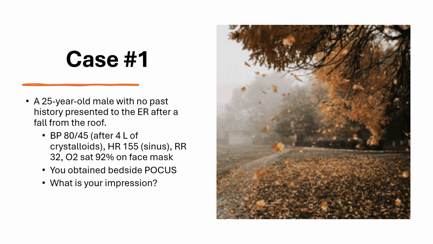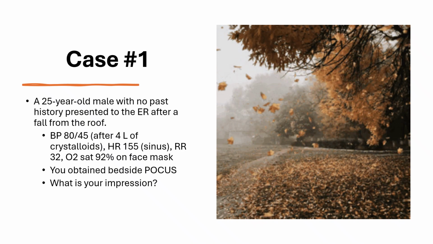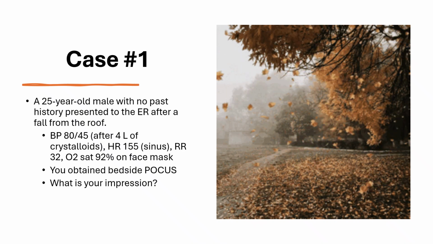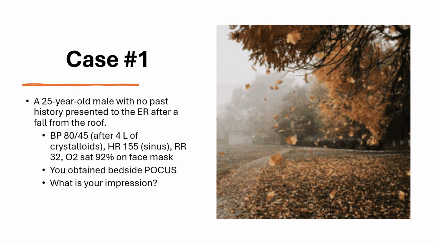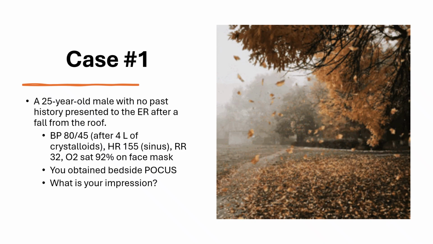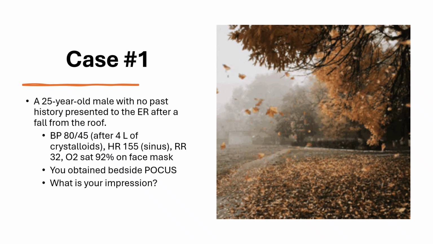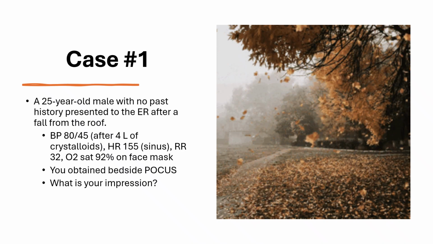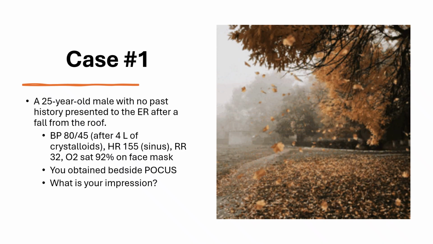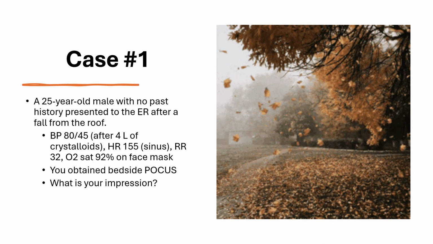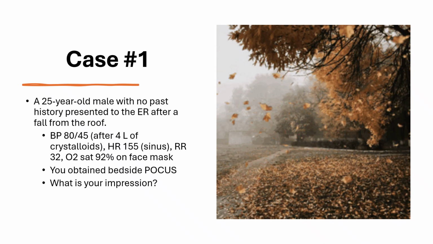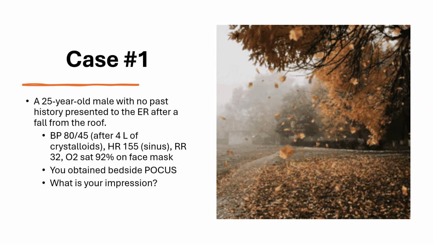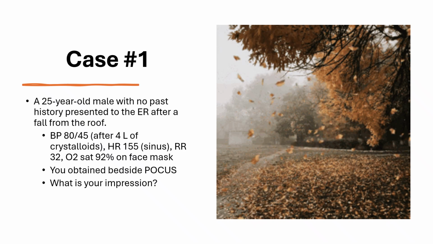All right, let's do a couple of cases. You have a 25-year-old male who has no past medical history. He presented to the emergency department after a fall from the roof. His blood pressure is 80/45. After 4 liters of crystalloids, he's in sinus tachycardia, heart rate 155, tachypnea with respiratory rate 32, and he's hypoxemic with saturation 92% on a face mask. Again, you obtained a FAST exam, and what is your impression? And we'll go on to the next slide to see the images you obtained.